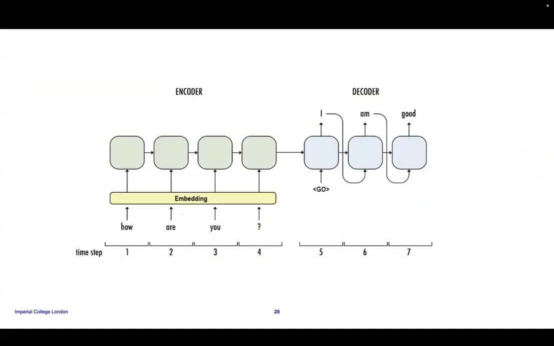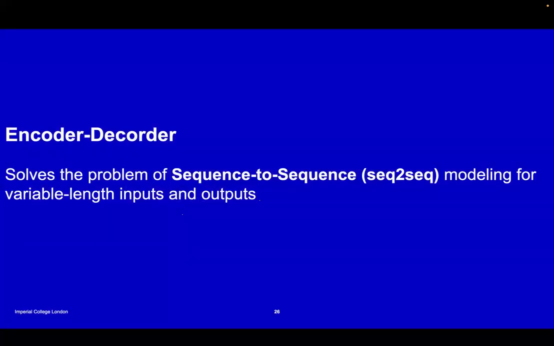So that's what we have in this one. You can see that encoder-decoder solves the problem of Seq2seq modeling for variable length input and output. So in that case, encoder-decoder solves this issue that we say we need a better architecture that can solve the issue of Seq2seq.